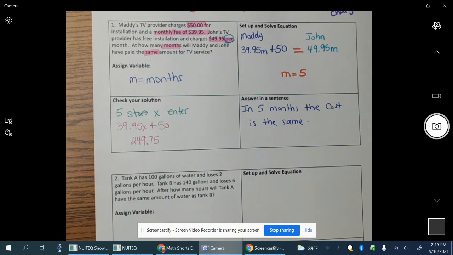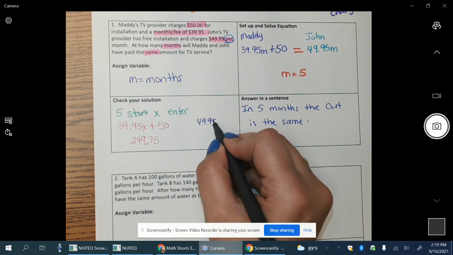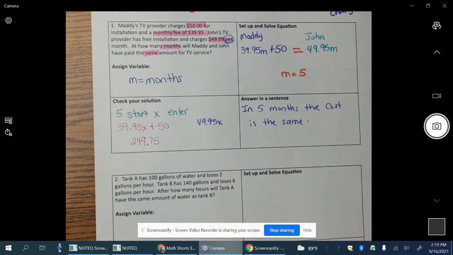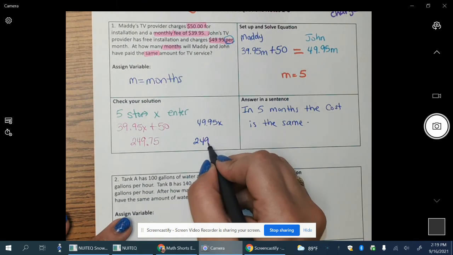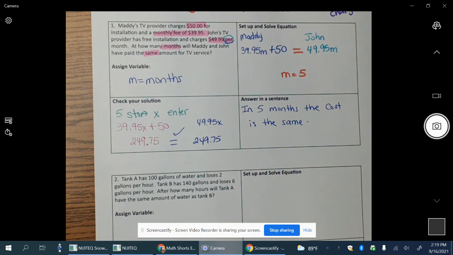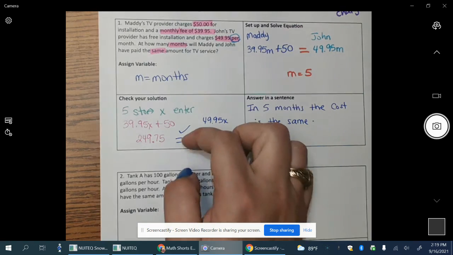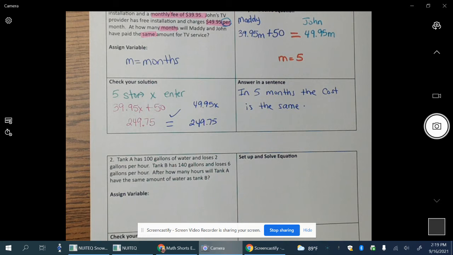So what am I typing in? 49.95x. What does that equal? The same thing. Is that good or is that bad? That is good, because we want them to be equal. So that is how you can always, even on STAR, check your answers. Everything in math is not able to be checked, but algebra is one of those things. So make sure you are checking it.